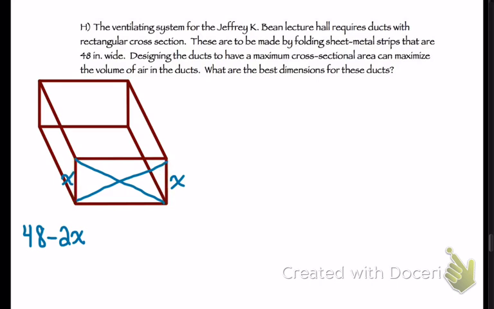But notice that I still have two sides left to enclose. I have this side here, and I also have this side here. Because I have two sides left, I need to take my 48 minus 2x and divide that by 2. That means that each side is going to be 24 minus x. 48 divided by 2 is 24. 2x divided by 2 is 1x. So each side is going to be 24 minus x.